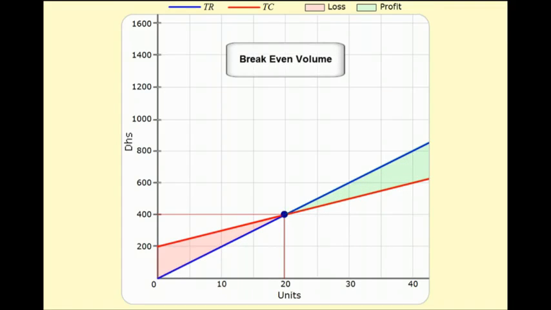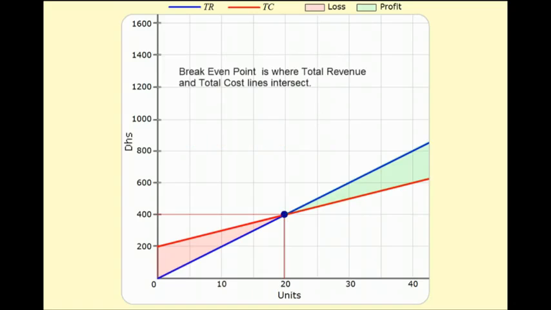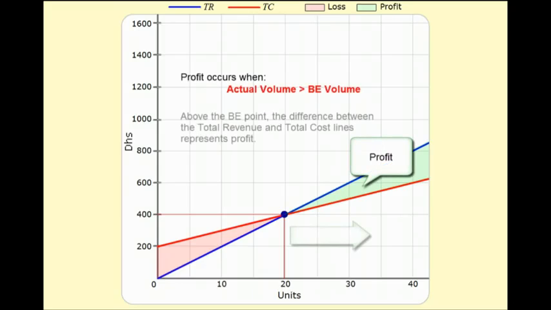Break-even volume is what I want to talk about now. The break-even volume is a specific number, and it refers to the number of units that you need to sell so that the total revenue equals total cost. Where the total revenue and total cost lines intersect is the break-even point, and the volume there is called the break-even volume. And this is a very important concept. Most companies will know what their break-even volume is, because they know until they hit that point, they don't have a profit. If your actual volume is greater than the break-even volume, then you have a profit.